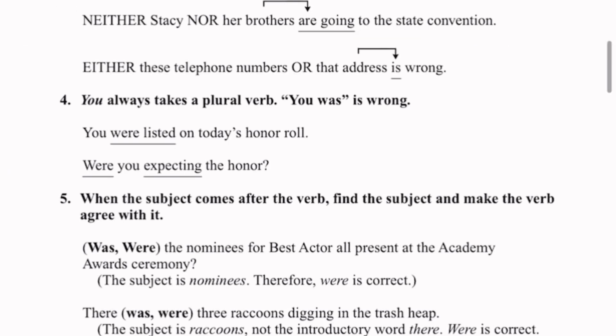For instance, neither Stacy nor her brothers. In this sentence now, we have two subjects. We have Stacy, we have her brothers. So her brothers is a plural noun. Her brothers is the one that is close to the verb. And that is why the answer is are going to the state convention.